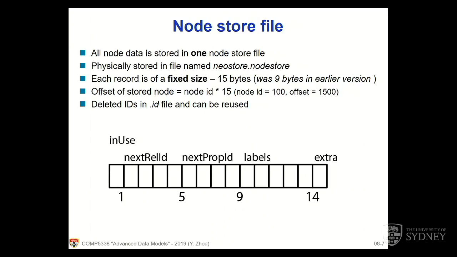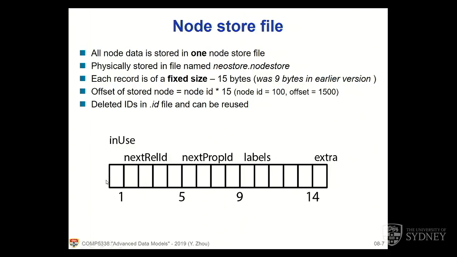And then the system will scan it to see if we need to add an extra record for a new node, or we have some unused nodes. We have some deleted IDs that we can use, so we don't really need to create an extra record.